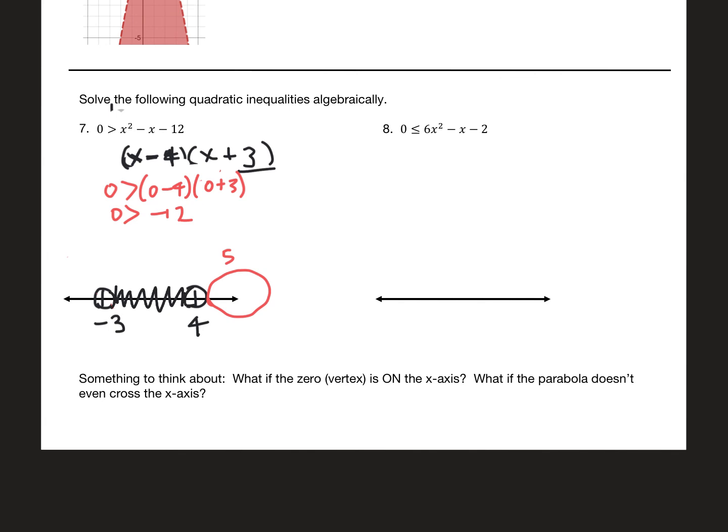Okay, next, let me erase some of this stuff again. Let me try 5. So if I try 5, 0 is greater than 5 minus 4 is 1, and 5 plus 3 is 8. Is 0 greater than 8? It is not. So there is no shading here, right? No shading here because it did not come out to be true.